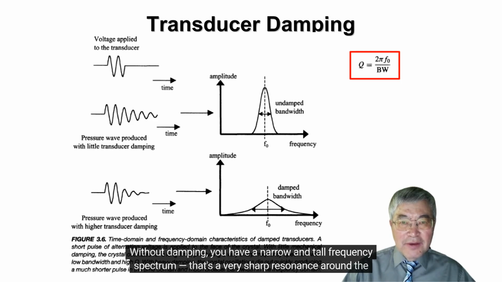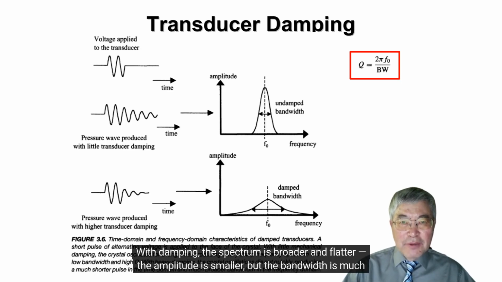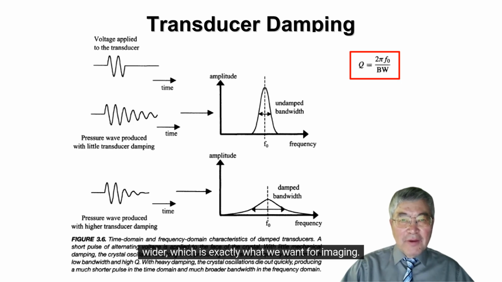Without damping, you have a narrow and tall frequency spectrum. That's a very sharp resonance around the central frequency. With damping, the spectrum is broader and flatter. The amplitude is smaller, but the bandwidth is much wider, which is exactly what we want for imaging.